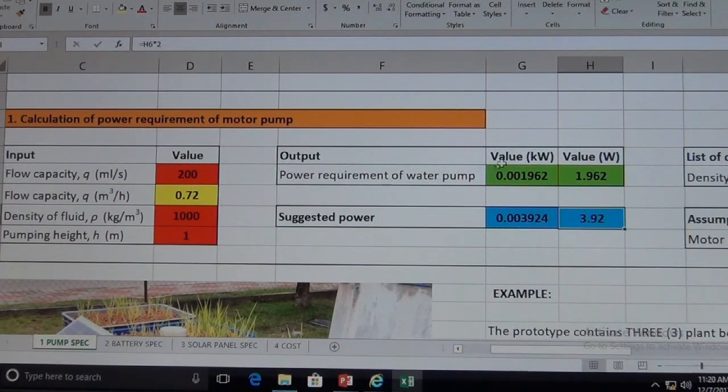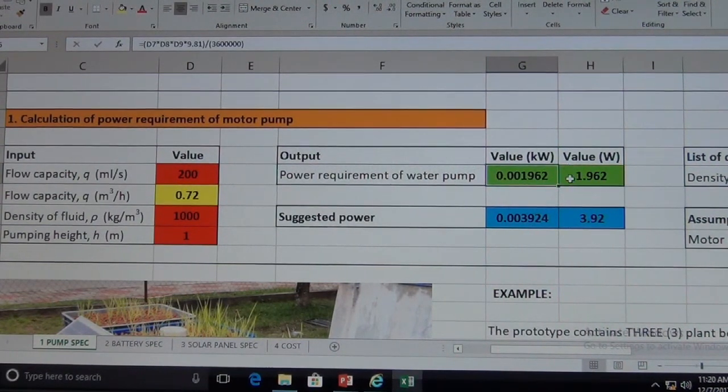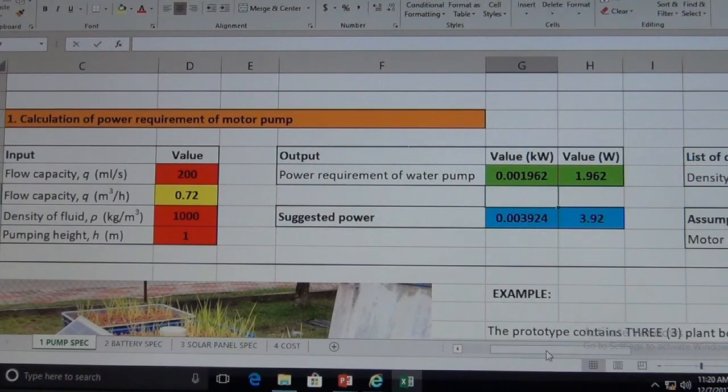This is in watt, this is in kilowatt. How to calculate kilowatt? Just simply divide by this parameter. You could just simply click at the colored field and you could see the formula. Please memorize this formula. Click on which one? The green one, this one, left.